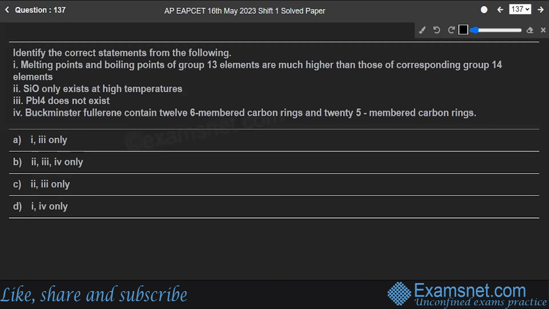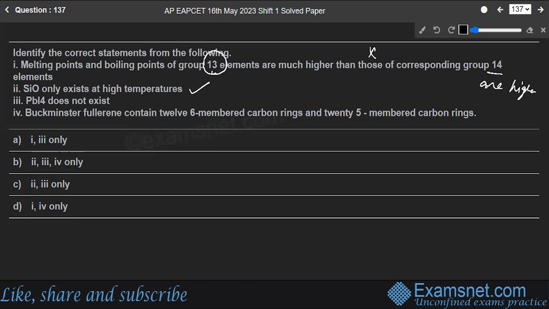Identify the correct statements from the following. Number 1 says melting points or the boiling points of group 13 elements are much higher than those of the corresponding group 14 elements. No. You have to find out the correct statements. See, the melting point and the boiling point of group 14 elements are higher than group 13 elements. So this is opposite. This is wrong. The second one says silicon oxide only exists at high temperature. This is correct. Silicon oxide exists only at high temperatures.